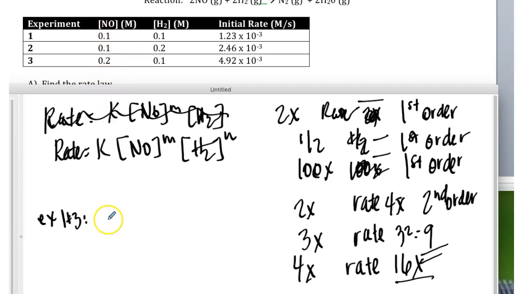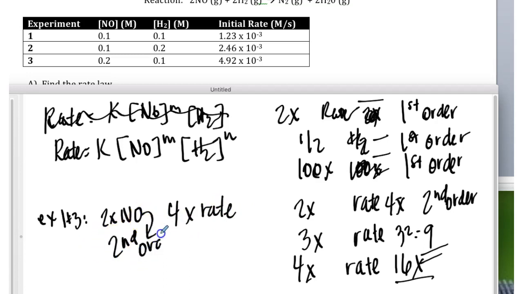1, 2, 3, if we double NO, what happens to the rate? It goes from 1.23 to 4.92. It doubles. Does it double? No. It quadruples. Does it quadruple? Yeah, quadruples. So the rate goes up by 4. So we know NO is going to undergo a second order. So this M is going to be second order. So rate is equal to K NO to the second power.